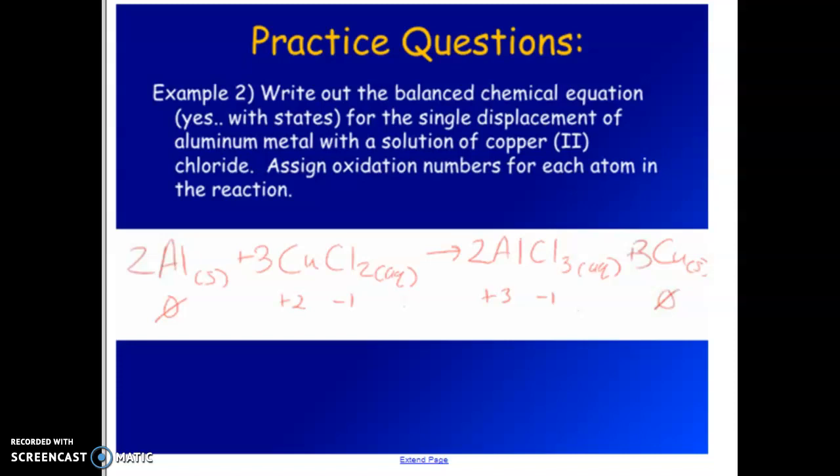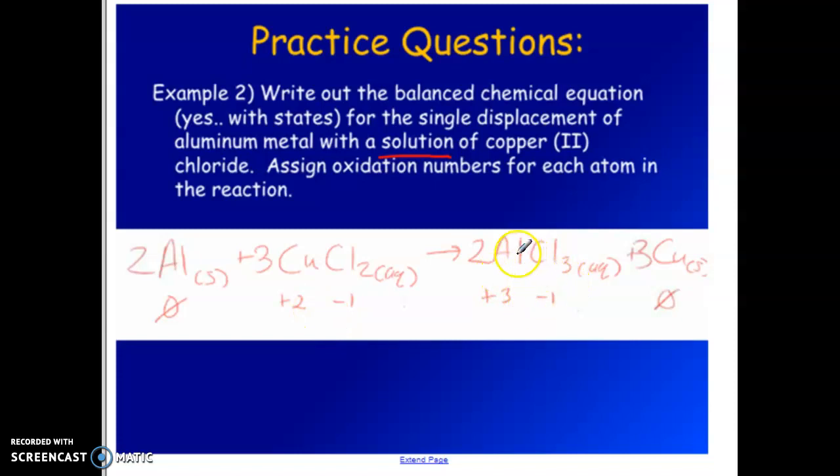Okay, so here is hopefully what you have. So solid aluminum plus copper 2 chloride, it's a solution, right, which means aq. We're going to have a single displacement, so aluminum chloride and then copper solid. Aluminum chloride, if you look at the solubility table, is aqueous. Of course, then we balance accordingly. But remember, the balancing will not impact your oxidation states. So solid aluminum, 0, elemental form. Copper 2 chloride is a simple ionic compound. So we have copper positive 2, chlorine negative 1.